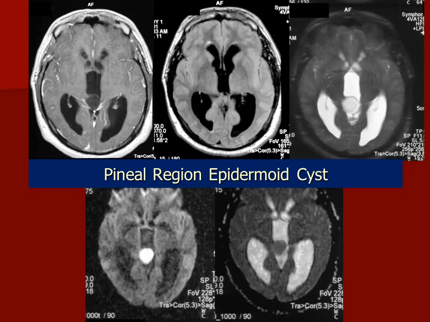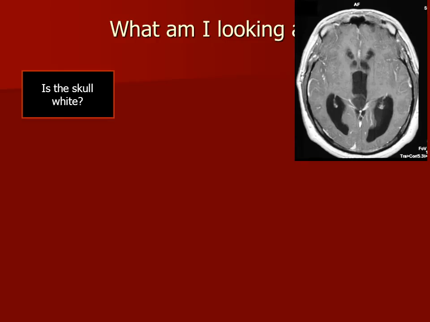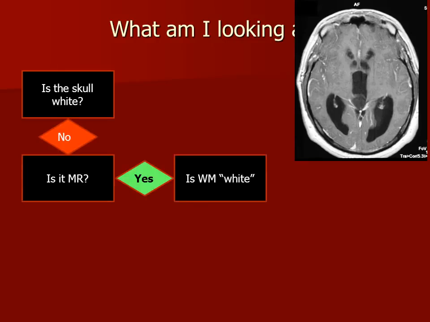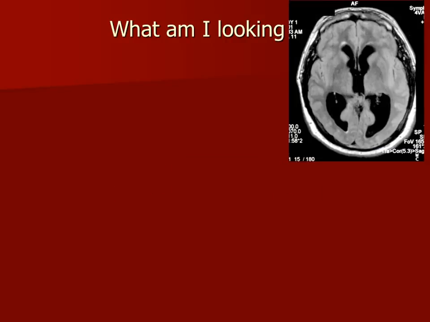If we look at this set of images, all from the same patient, we have 5 different pulse sequences of a pineal region epidermoid cyst. Let's see if we can sort this through using our algorithm. Take this image here. The skull is not white, we can see the scalp fat. This is an MR scan, and the white matter is actually slightly higher in gray than is the cortical gray matter. So this is a T1 weighted image, and this one happens to have gadolinium.